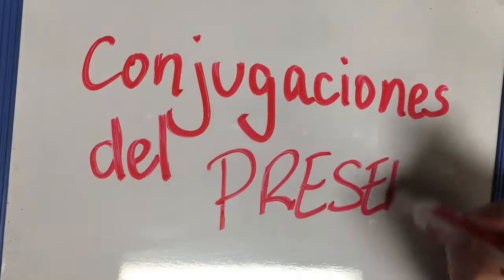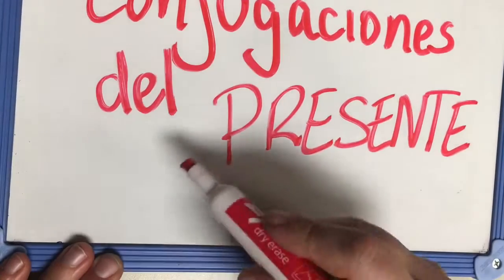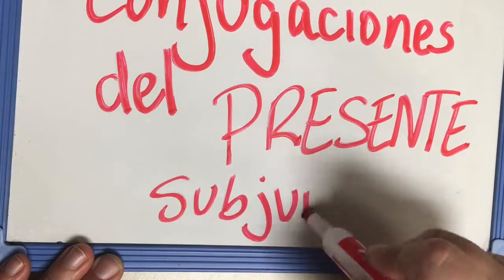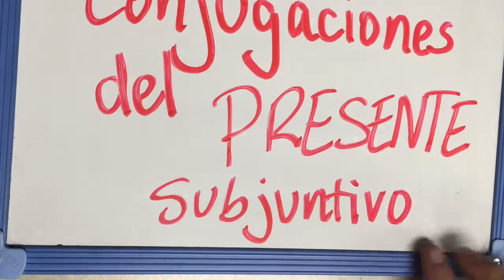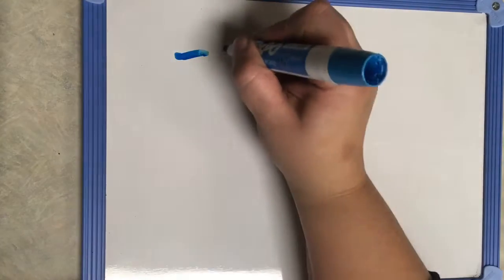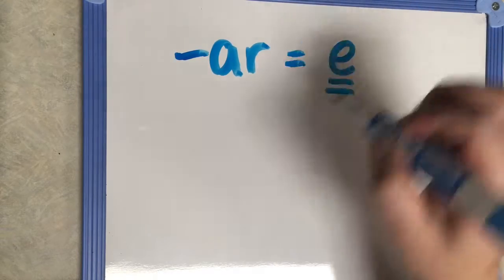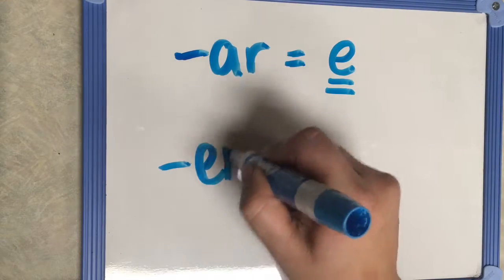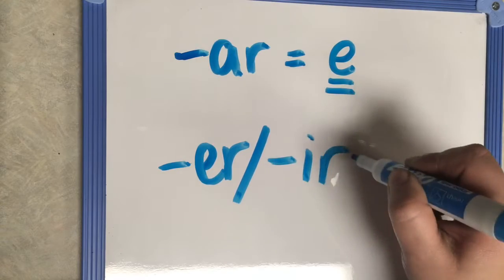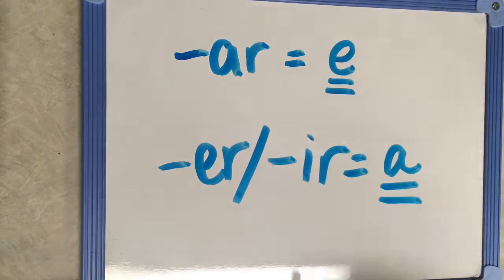So let's get started. You have learned how to conjugate the commands, specifically the formal commands, and the pattern is the same in the subjunctive. For AR verbs, you will be using E endings, which is the opposite. And for ER and IR verbs, you will be using A endings, which is the opposite. Let's look at what these verbs look like all the way.